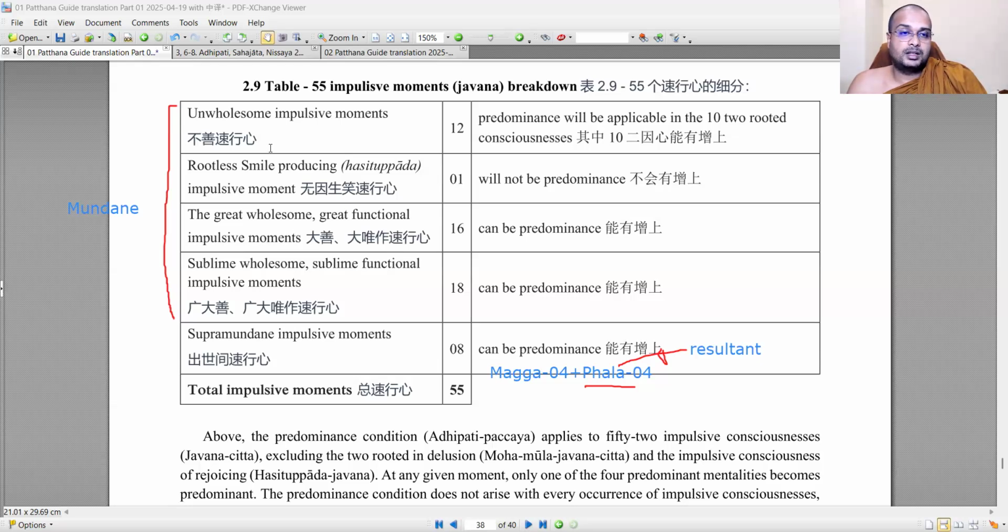But in the case of the vipaka chittas, the resultants, the predominance condition is not there, because for the arising of these vipaka chittas there is no preliminary preparation for that.